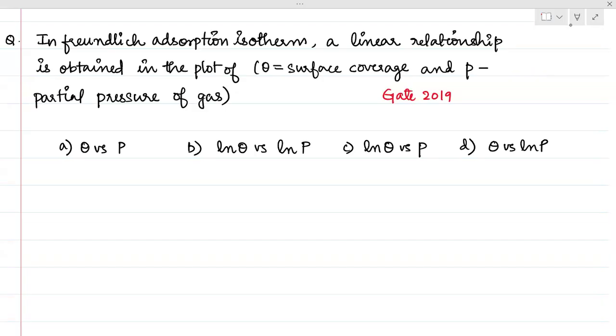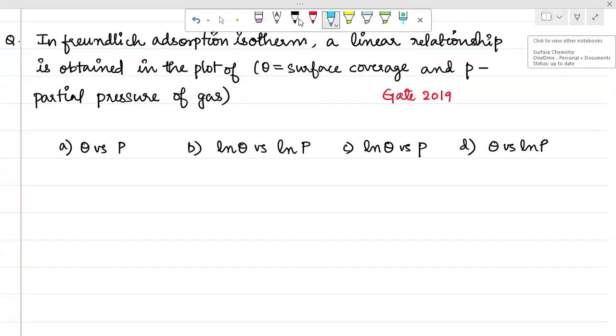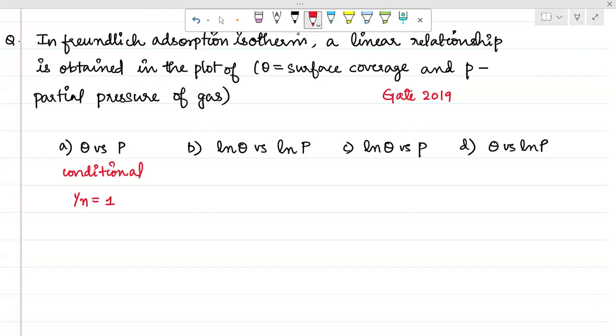No, we won't get a linear graph for theta versus p in all cases. This is conditional. That means only if 1 by n is equal to 1, then theta versus p is going to be linear. That is the case 1 of what we have discussed. So that is not the answer. The answer is B, ln theta versus ln P, which we have already discussed, right?